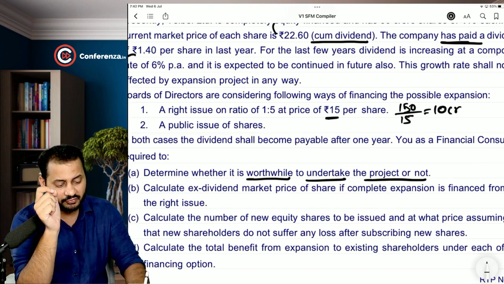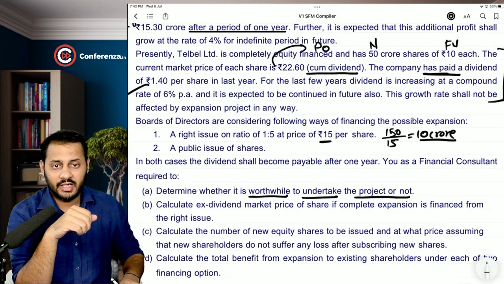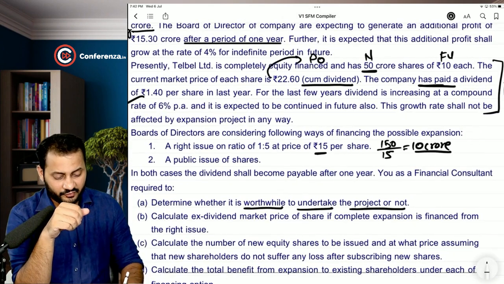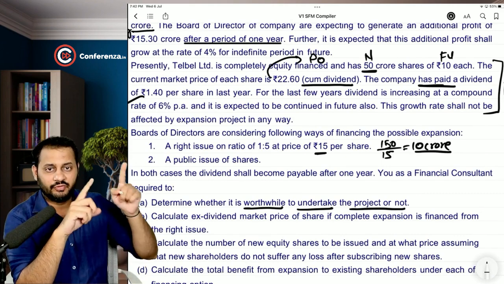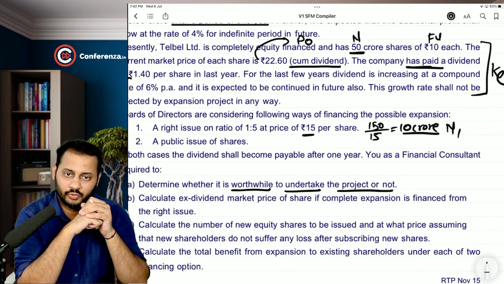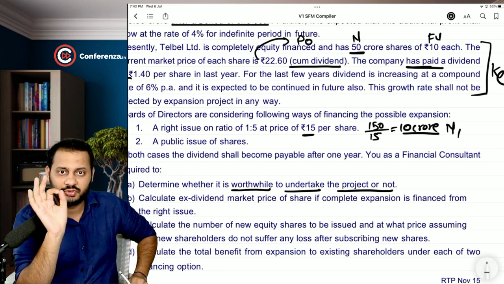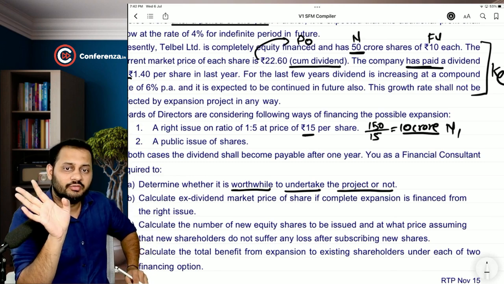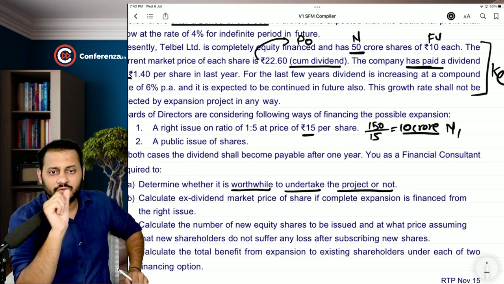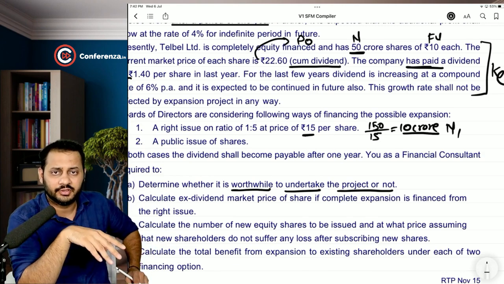How many new shares will be issued? 10 crore, sir. 10 crore shares will be issued. And at present we have 50 crore shares. So 50 crore is N, 10 crore will be N1. Okay, sir. 1:5 is the ratio. 1:5 is the ratio of right shares. So 50 by 5 will be 10. Exactly. It is coming to the same thing.